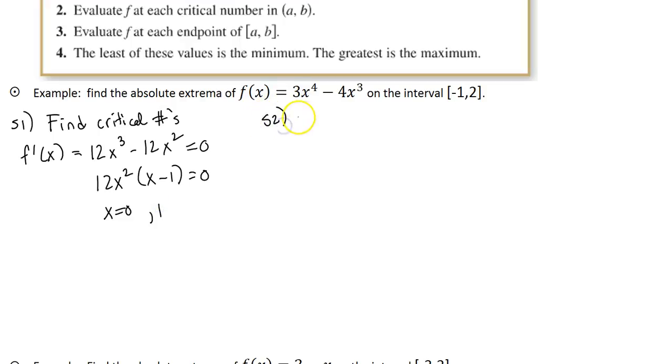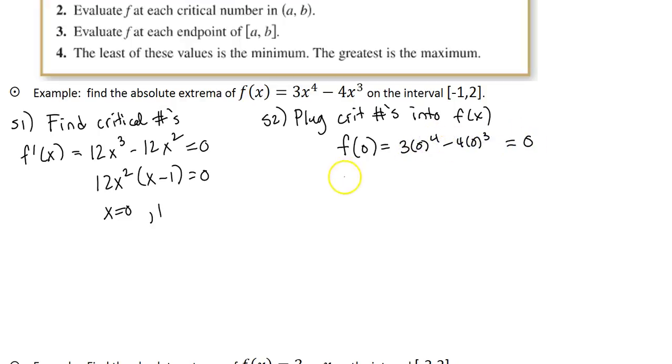So step 2, I'm going to plug my critical numbers into f of x and find out what the y values are. Now notice I'm plugging them back into the original function. If I plugged them into f prime of x, I would get 0. We want to figure out what the y value is at that point. So f of 0 would be 3 times 0 to the fourth power minus 4 times 0 cubed, which is 0. f of 1 would be 3 times 1 to the fourth power minus 4 times 1 cubed, which is 3 minus 4, which is -1.